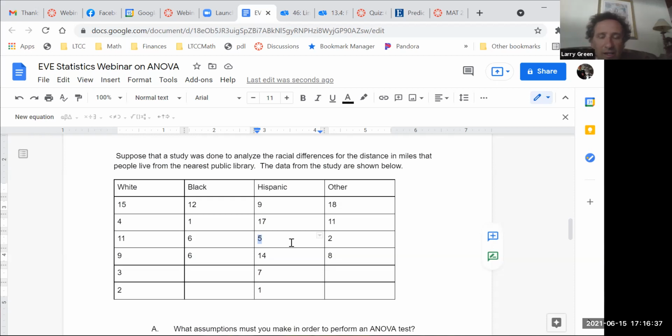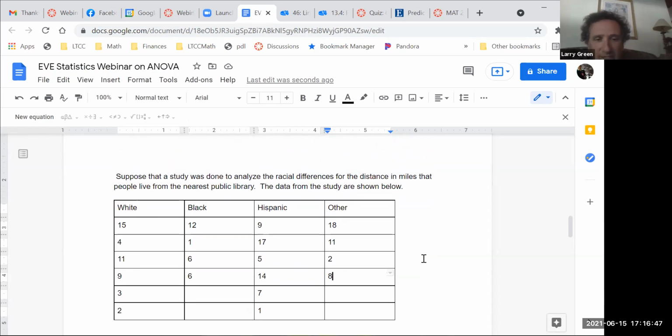Any questions at all on this fictitious study? The first question is, what kind of test do you need to use to answer this? We want to find out if there's a difference in the mean distance from the nearest public library if you're white, black, Hispanic, or other race. What test do you think we'll need to use? Not a trick question. It's supposed to be easy, given where we are today.